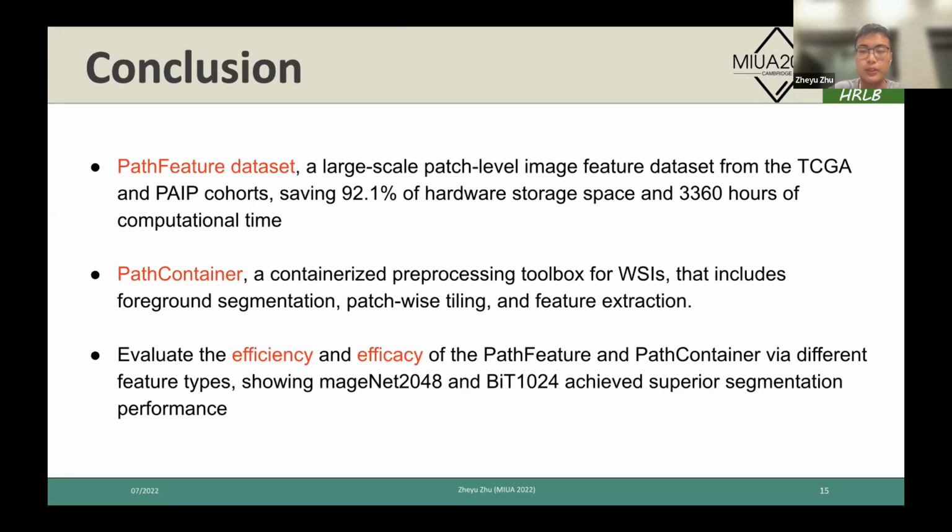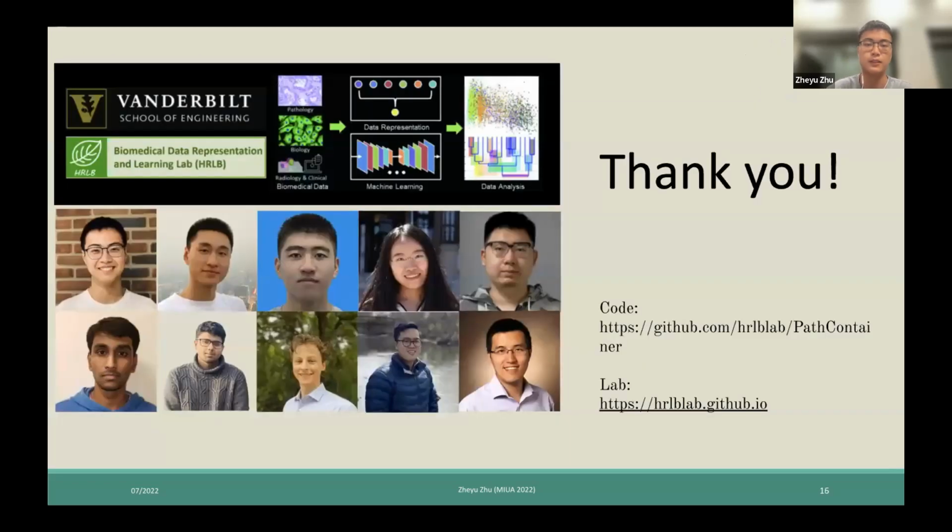So using a subset of 940 histology images, the efficiency and efficacy of the PASS feature and the PASS Container were evaluated with different feature types. The result indicates that ImageNet 2048 and the BiT 1024 achieve the superior segmentation performance. And yeah, thank you so much for your attention.